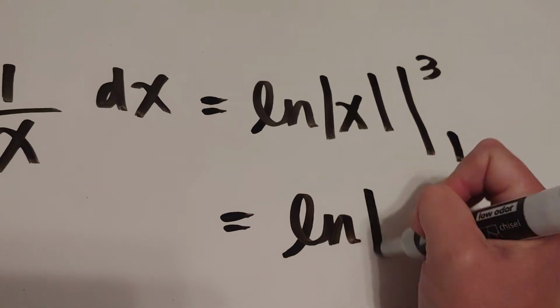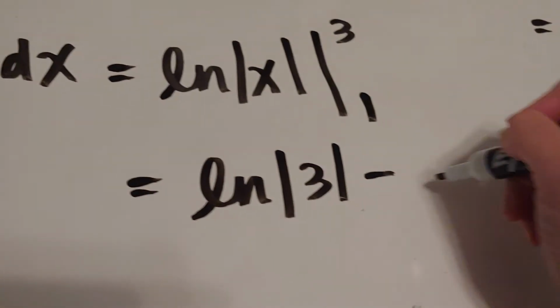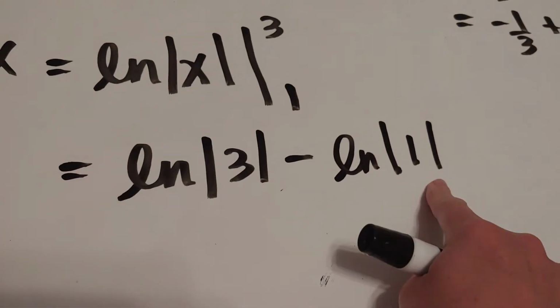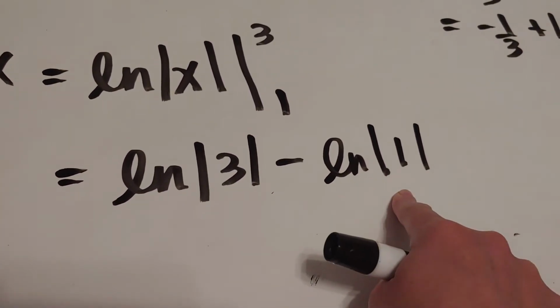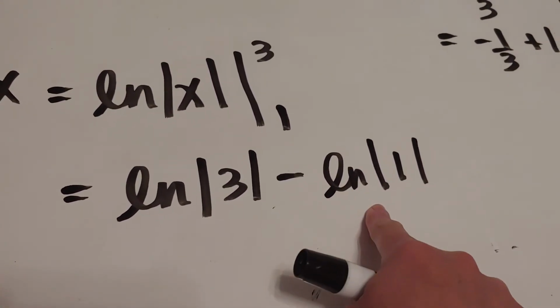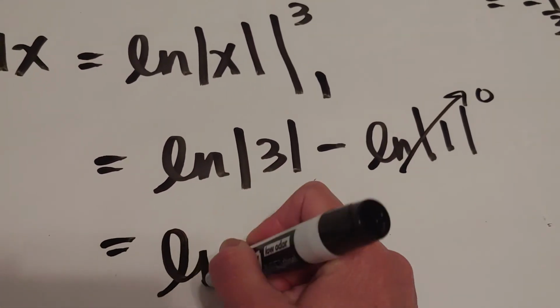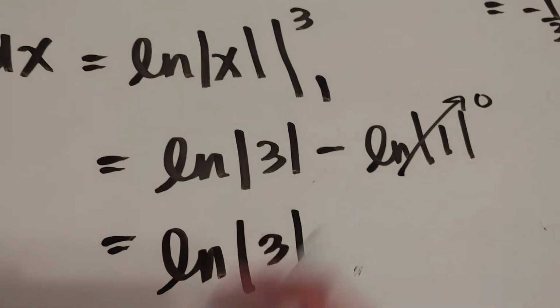I get the ln of the absolute value of 3 minus the ln of the absolute value of 1. Now the ln of 1 is actually 0. This is a funky decimal, but this is actually 0. So we can actually write our final answer here as the ln of 3.